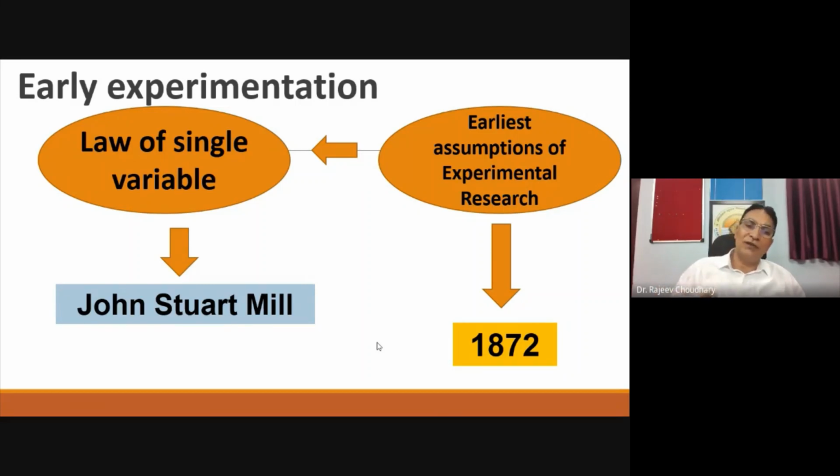So in the year 1872, as per the law of single variable, the concept given by John Stuart Mill, there is the concept of using a control group. On the basis of this law, if we conduct a study by taking a control group, we can maximize the treatment variance and minimize the error variance.